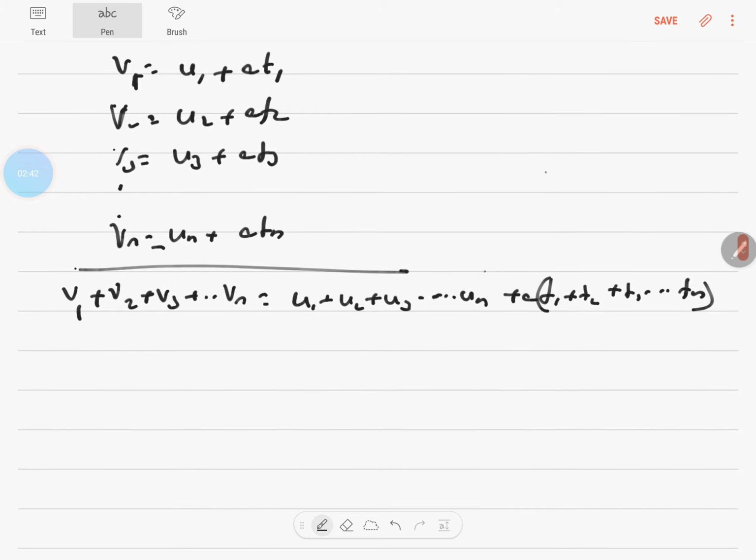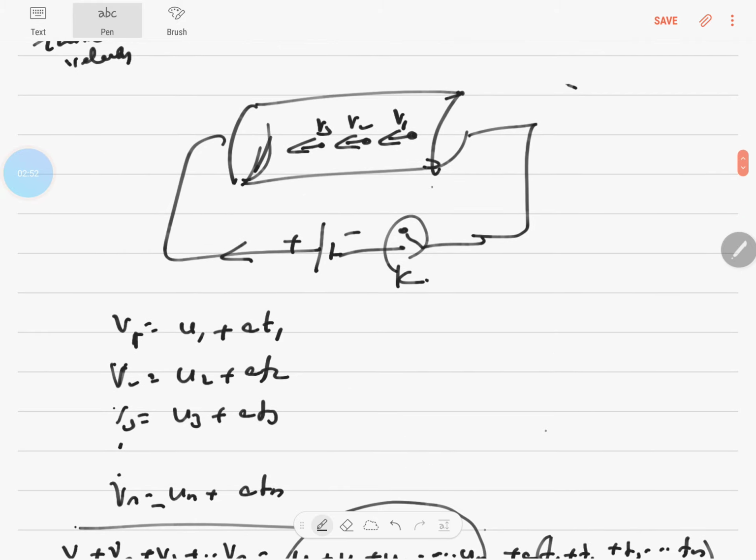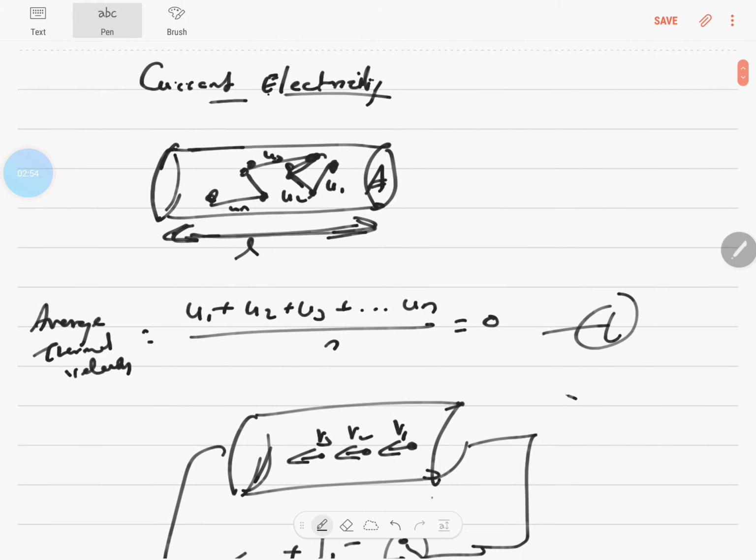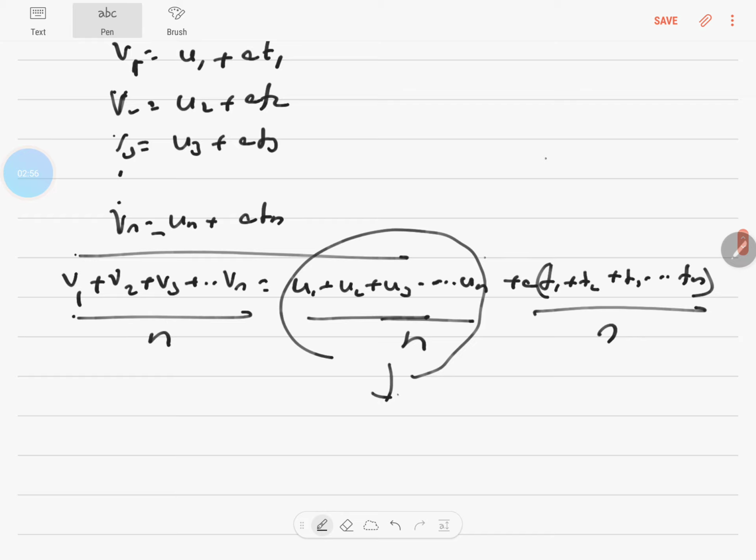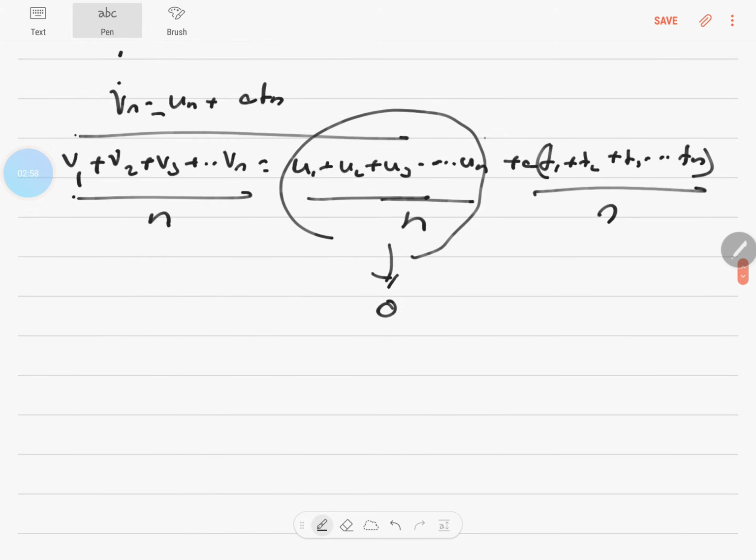Now divide the left side and the right side by n. So you divide this by n, divide this by n, divide this by n, so that you get this to be an average thermal velocity. Can you see this is the first equation? By the first equation, you get to know that this is equal to 0. So you can call this term drift velocity Vd, equal to acceleration A times relaxation time. This whole component is called tau, or relaxation time t.